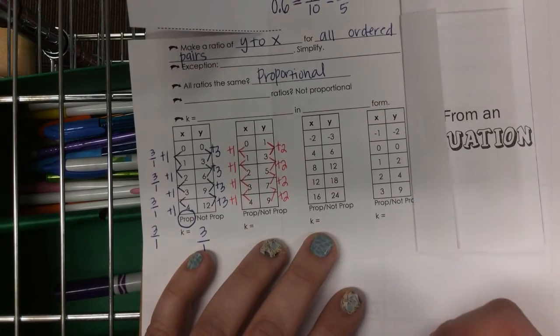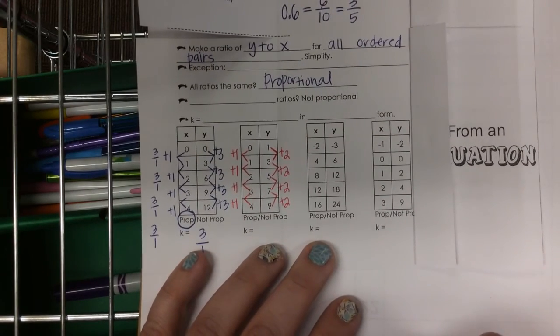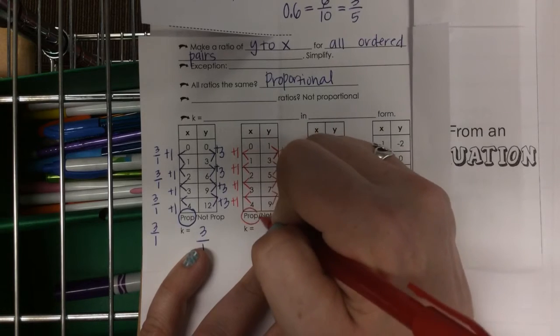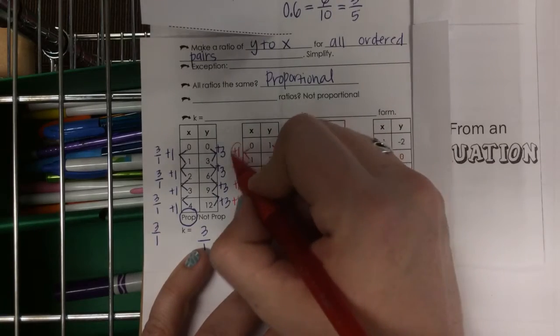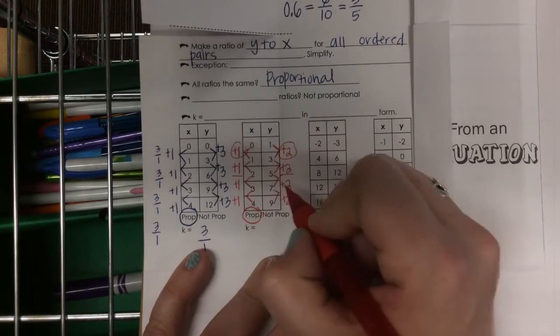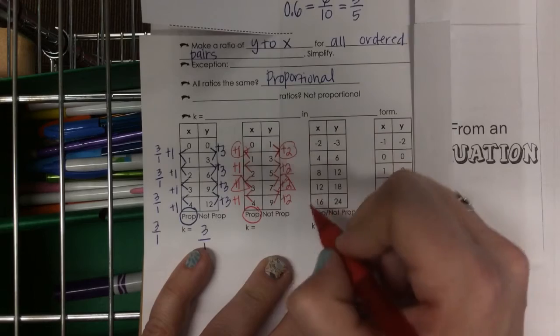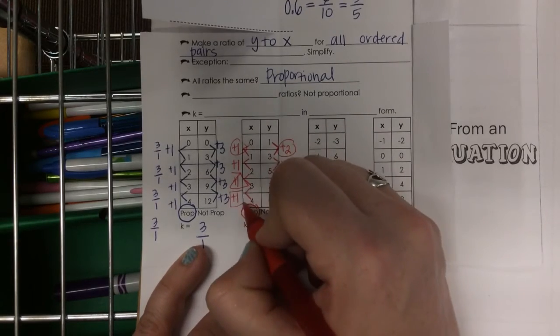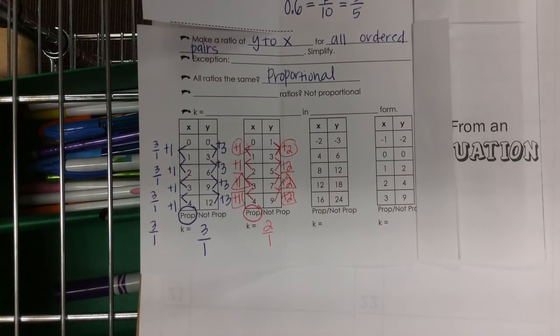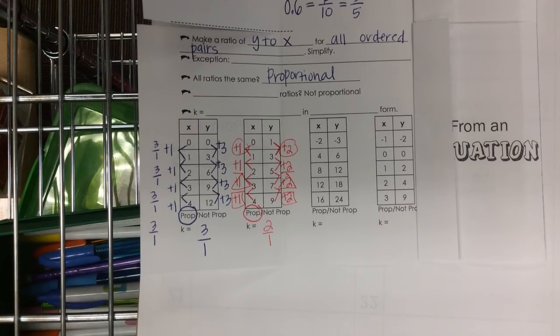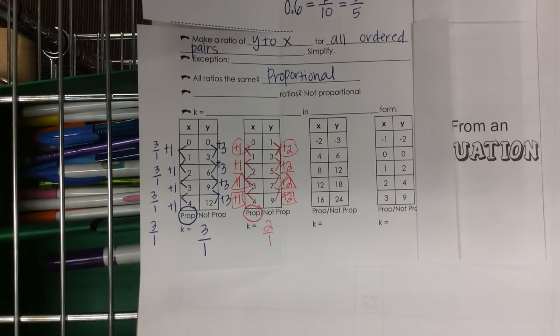Is it proportional or not proportional? It's proportional. Why? Because it's 2 over 1, 2 over 1 every time. All right, let's try this one.